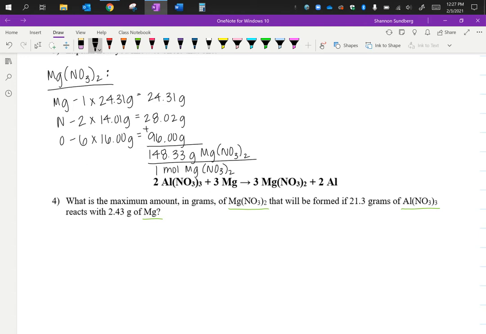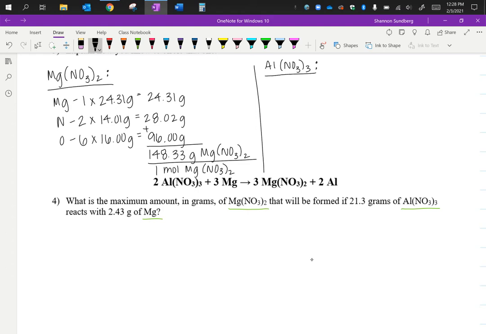Some students or teachers might have you write it as grams per mole. I just like to write out the whole thing so that you can see that it's a conversion factor and you could flip it if you need to. And I'll explain what that means in a second. The next substance you're working with is Al(NO3)3, and it's the same process.